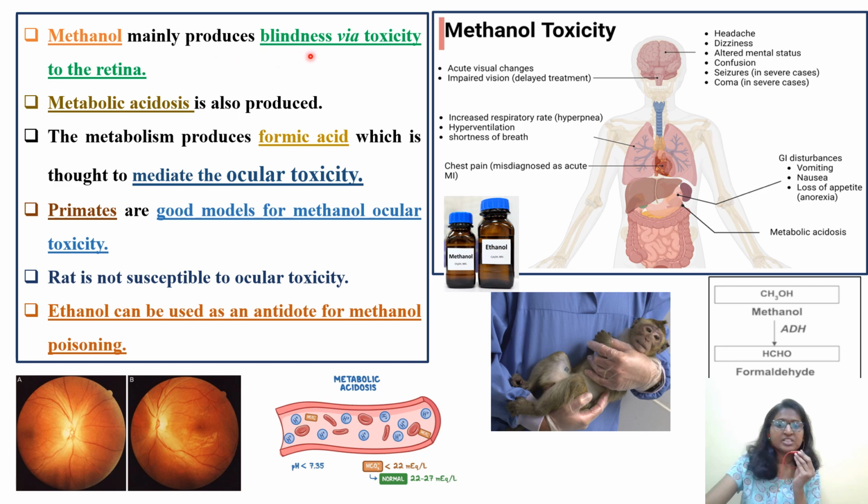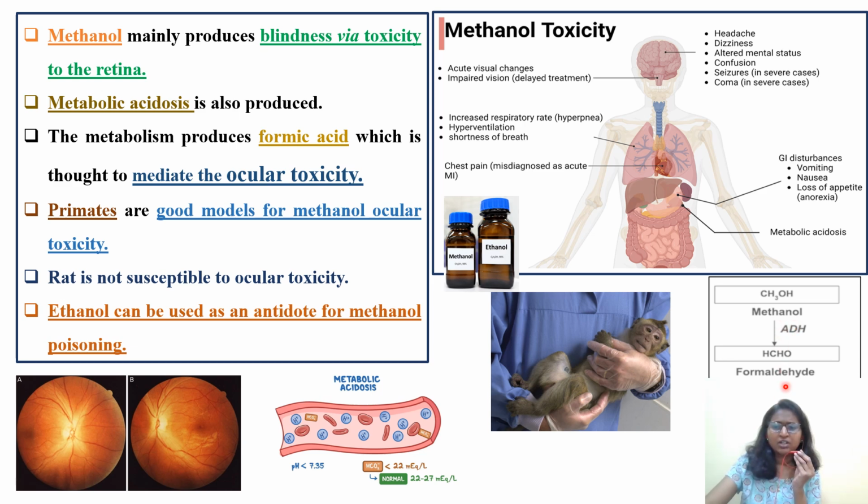Methanol mainly produces blindness via toxicity to the retina. So ethanol is causing liver cancer, and for this second alcohol, methanol, you have to remember its characteristic feature: it causes ocular toxicity. If in your options you see which of the following causes blindness, then you have to blindly go for the option methanol. Metabolic acidosis is also produced by methanol. The metabolism produces formic acid.